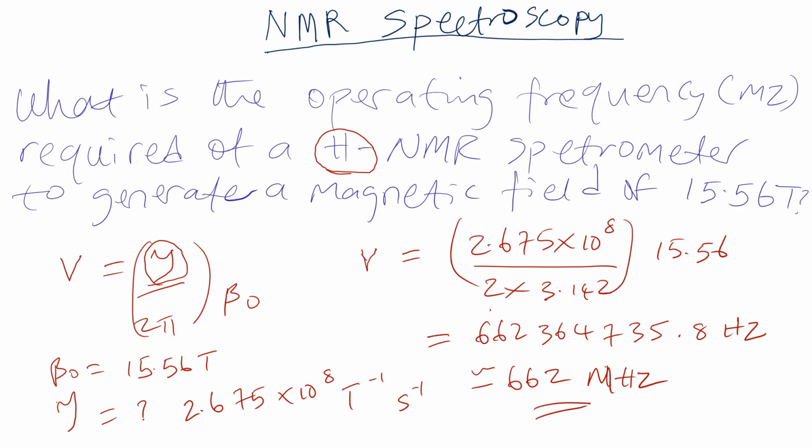So this is just the basic introduction. We'll be gradually moving into the more complex aspects of NMR spectroscopy. In our next lesson, we're going to look at the number of signals, how to determine the number of signals produced in NMR spectroscopy. See you some other time.